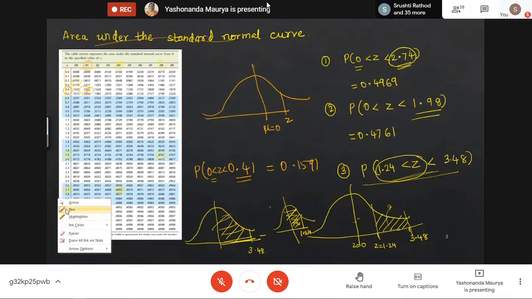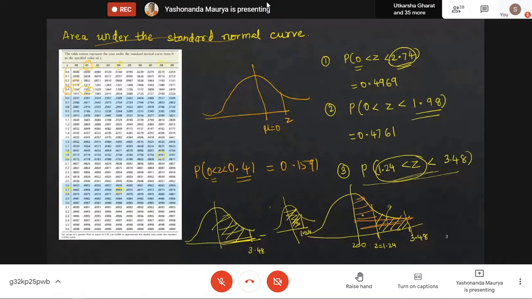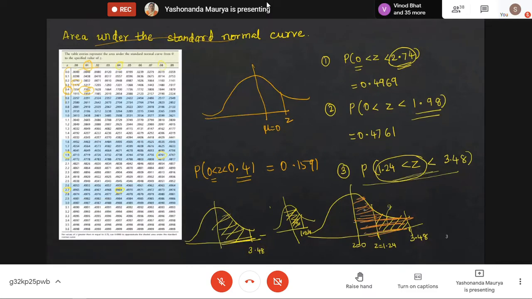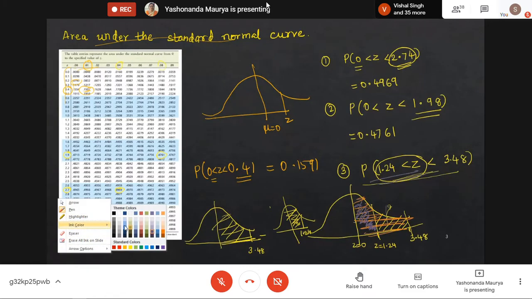So what I'm saying over here is, from this total area, if I subtract this much part, if I remove this part, then what is remaining is the required area, and this area will represent this probability. Okay, so this is what we are saying here.